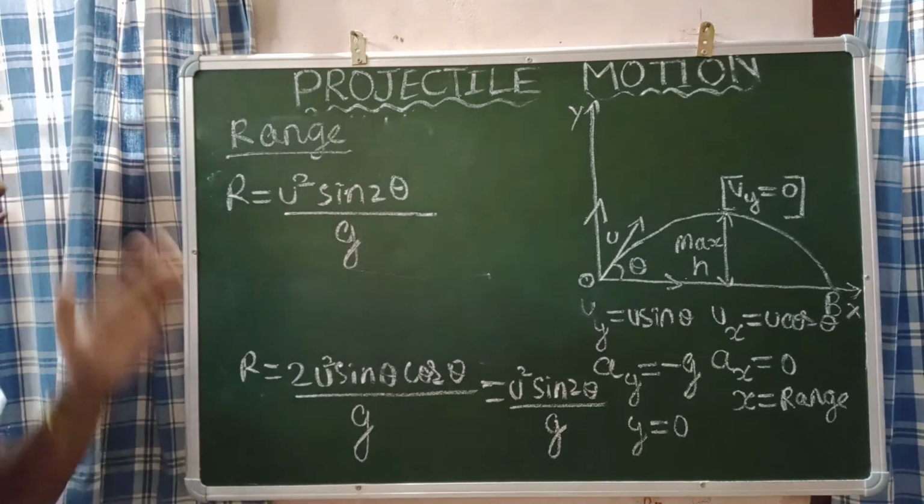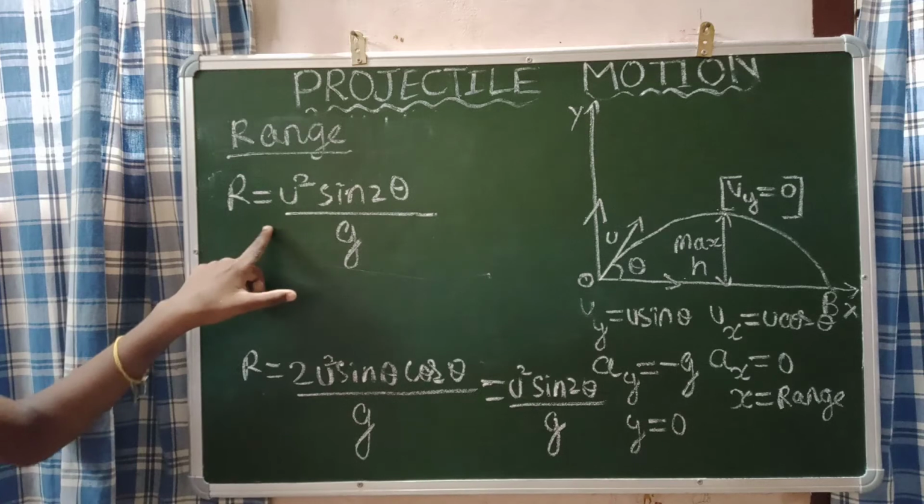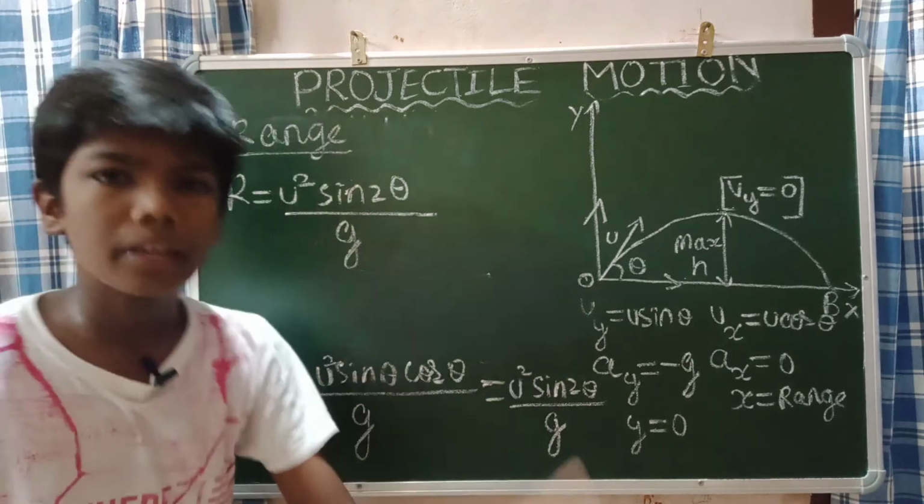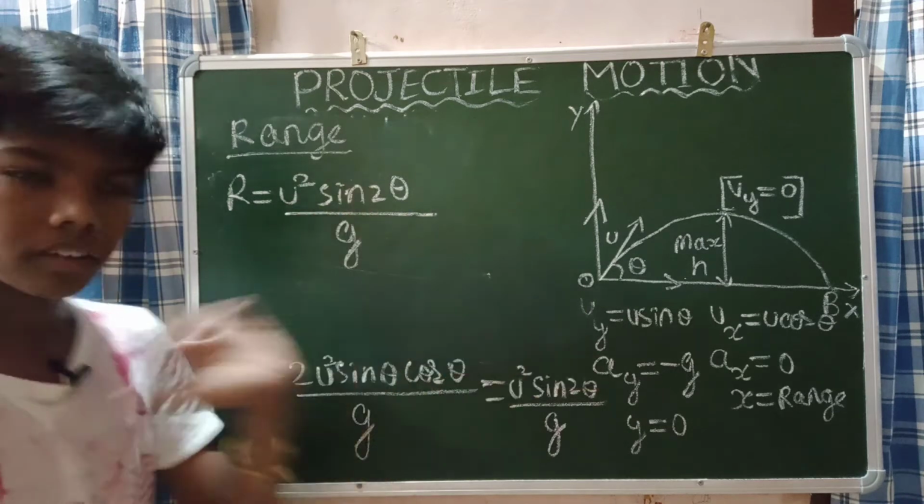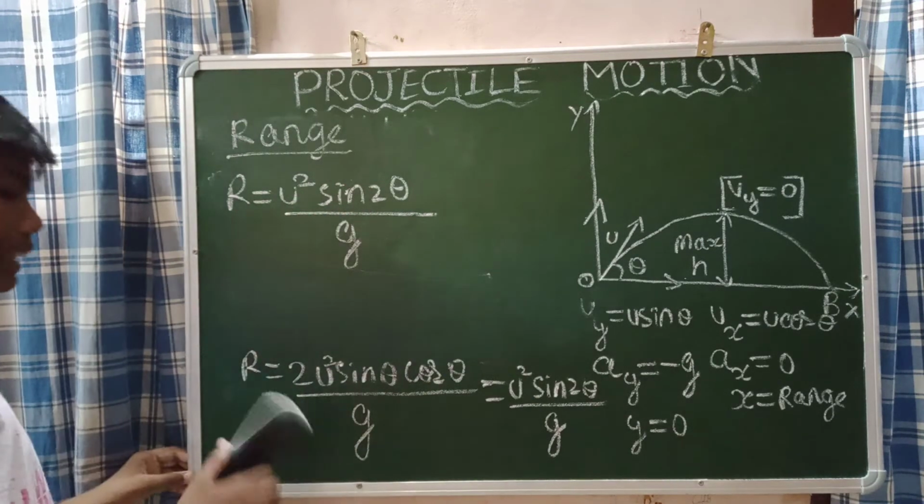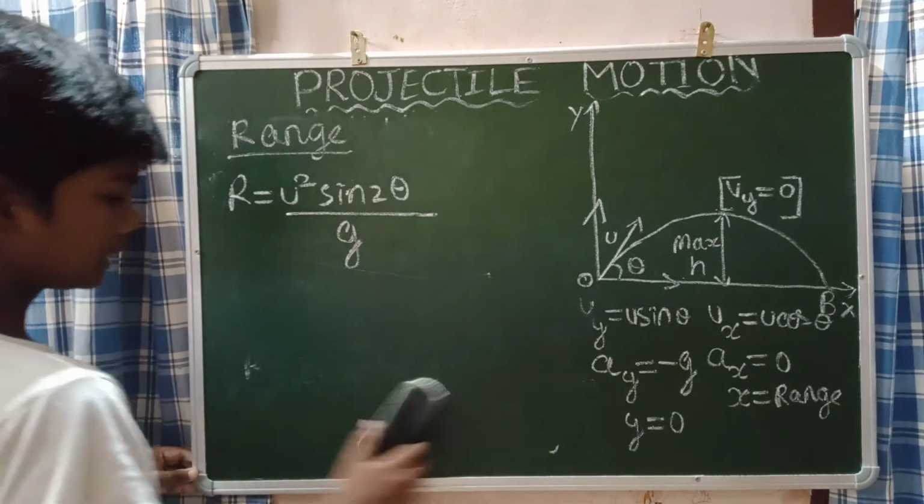That means the horizontal range, guys. So understand this: the range is u square sin 2 theta by g. That's all, guys. Now understand the derivations well. I'll wrap this up.